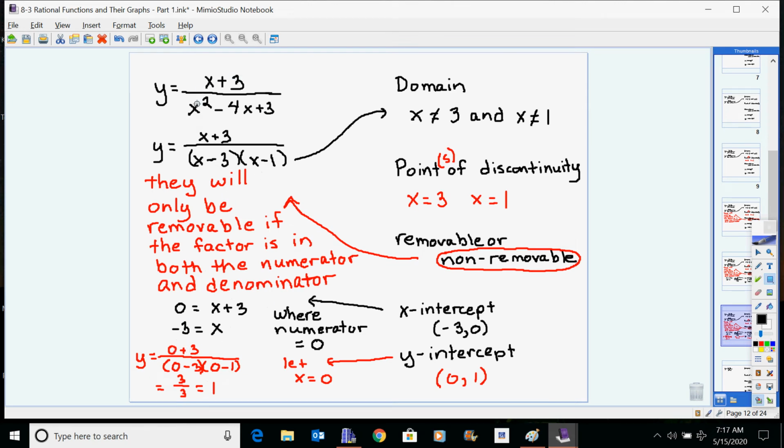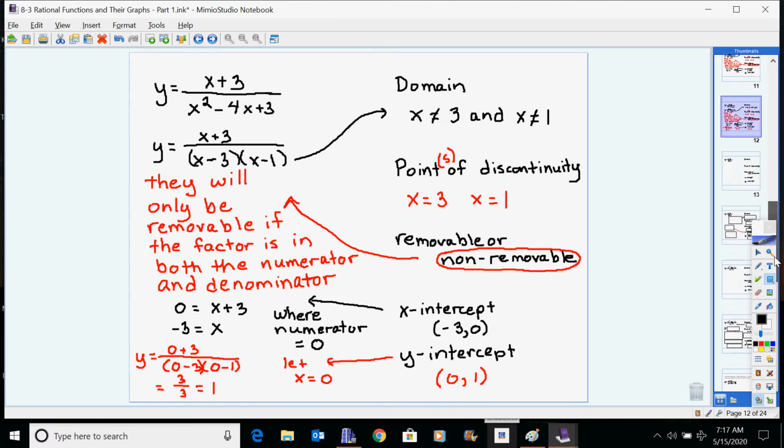You can either plug the zeros into this one, letting x equal 0 and get 3 over 3, or you can plug it into this one: 0 plus 3, 0 minus 3, 0 minus 1. We still get 3 over 3, which equals 1. So our y-intercept is (0, 1).